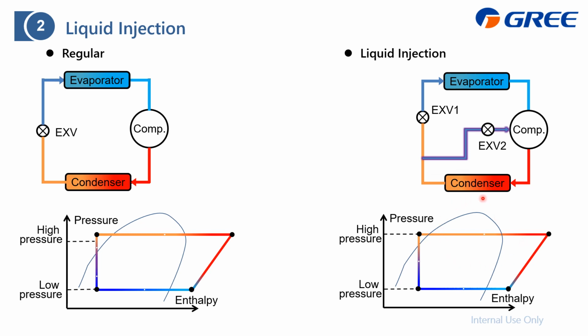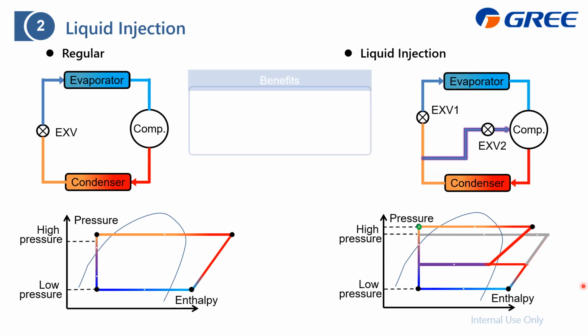So first of all, we just inject from this liquid part, and then we cool down the compressor discharge. This part, make it to here. On the other hand, as we inject the liquid refrigerant, we can also raise the high pressure, make it a little bit higher. So the benefit is this one.